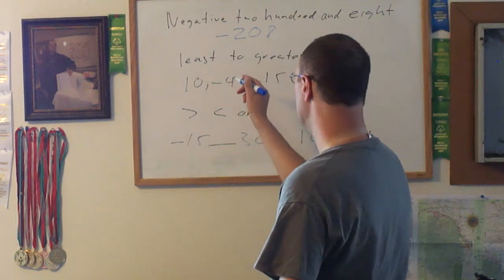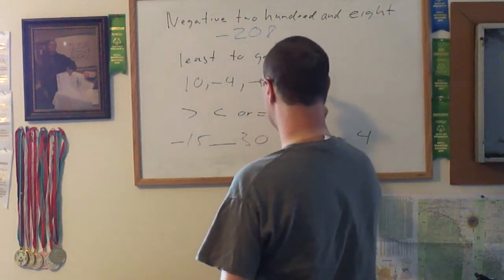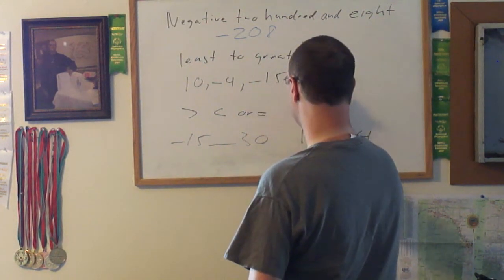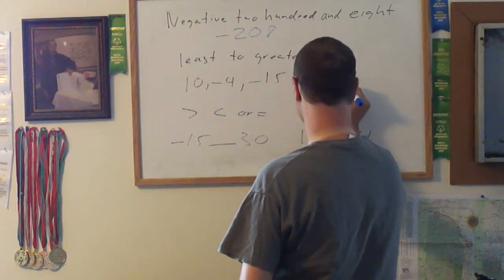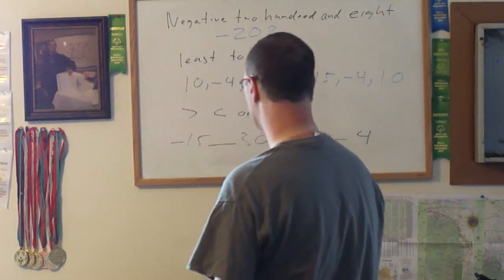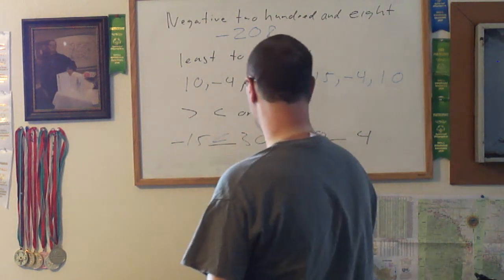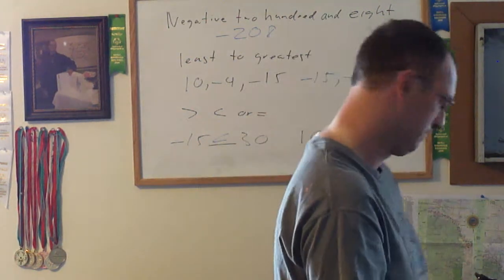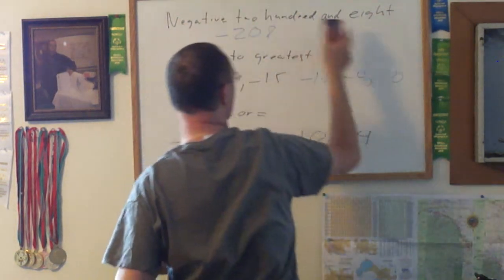The next one is least to greatest. So 10, negative 4, negative 15. For the negative side, right now we've got negative 15, negative 4 is next, and then we've got 10. Less than, greater than, less than or equal: negative 15 is less than 30, and 10 is greater than 4. I put my eraser on top right here to make it easier.